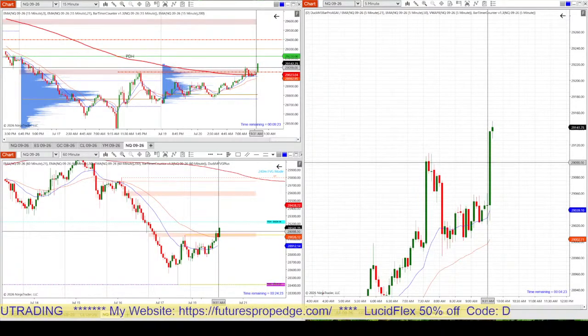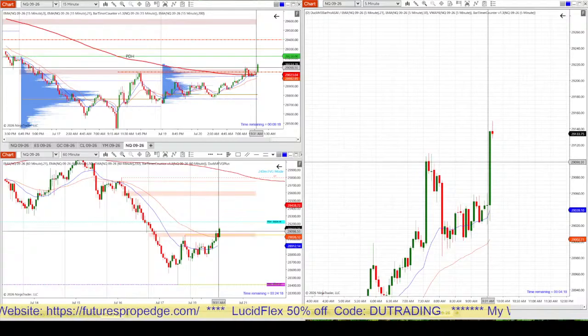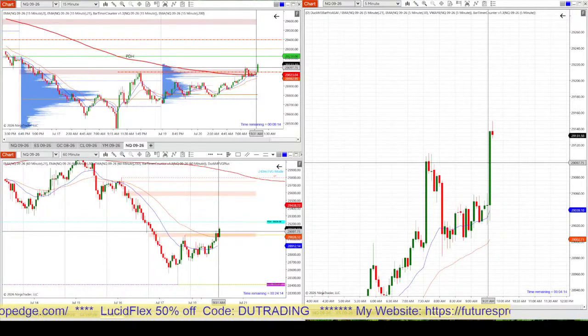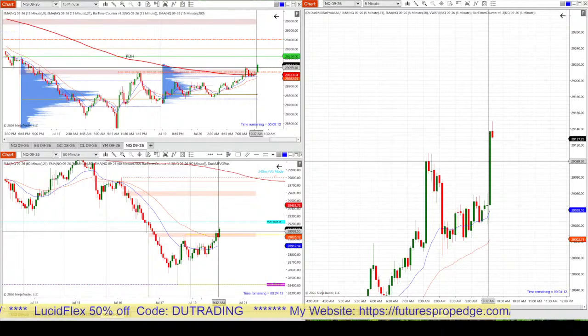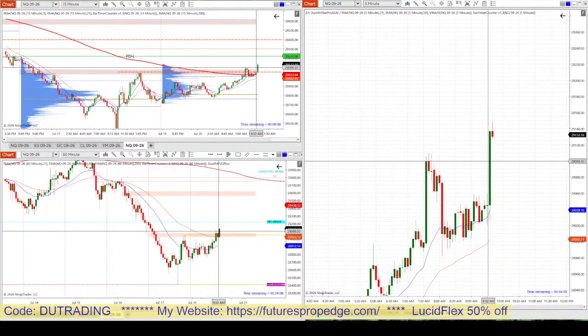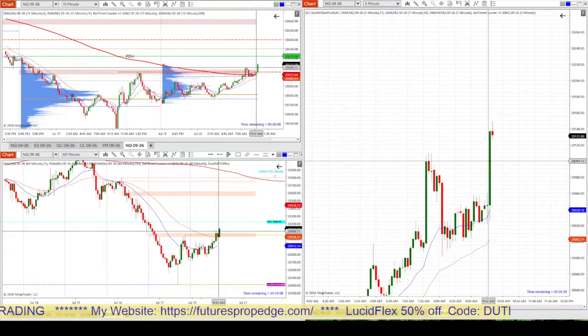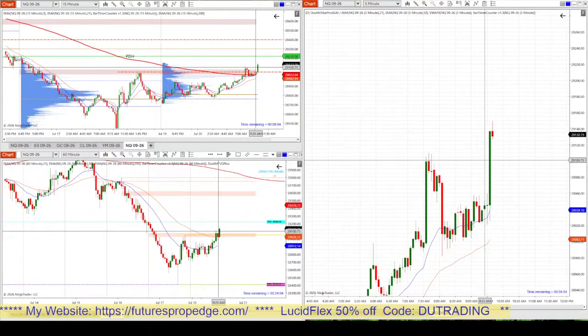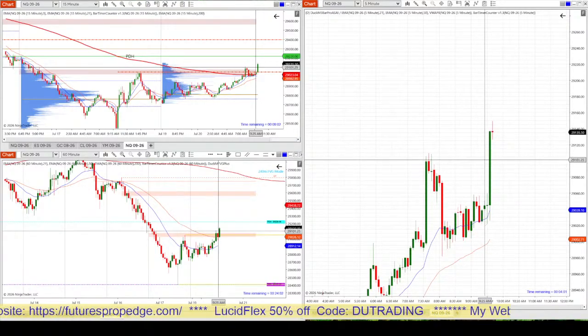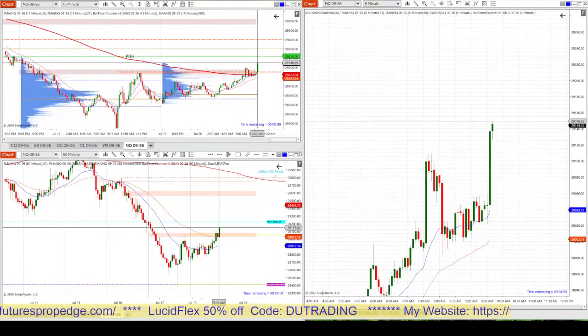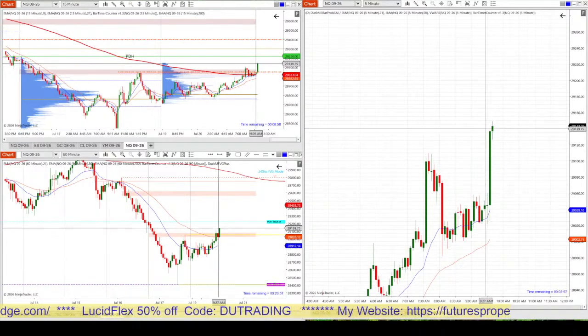Okay, we're waiting for price to retrace back to the 29,100, because we just broke out above it. If it does come there, we'll look to see if we can catch a trade, but it looks like we're just pushing.